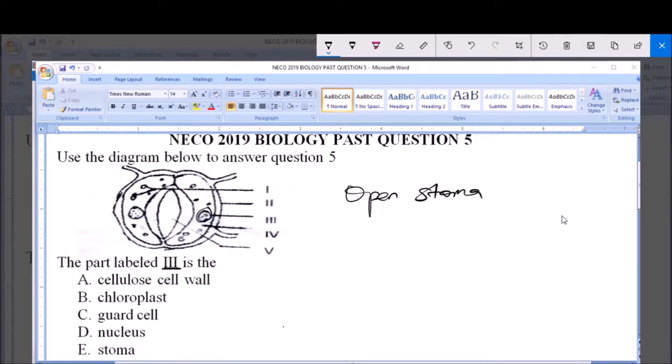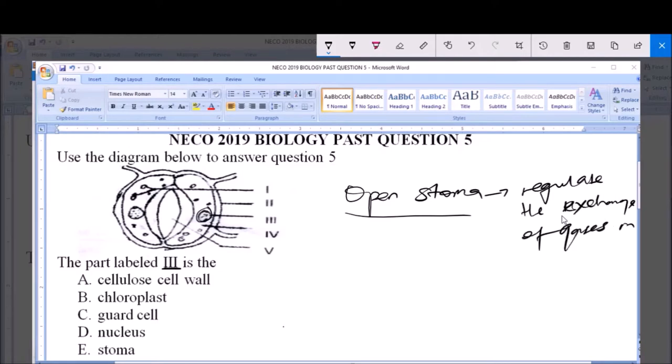Like I said, this diagram illustrates an open stoma or open stomata, and like we know, the stomata regulates the exchange of gases in plants. When it opens, gases are exchanged, and when it closes, no gases are exchanged. So this is an open stoma because the stomata pore is open.